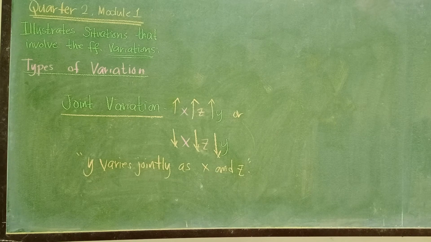So, those are just few of the examples regarding joint variation. Basically, parang direct variation lang siya, kaya lang meron ka pang isang kinoconsider na quantity. So, meron ka ng additional quantity other than x para makita mo yung value ng y.